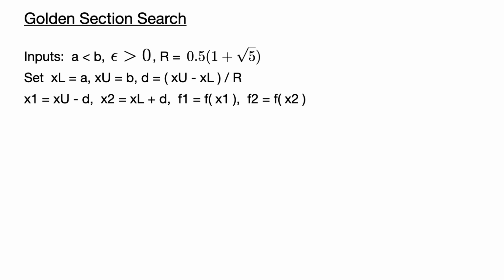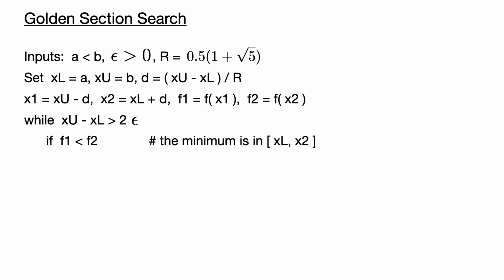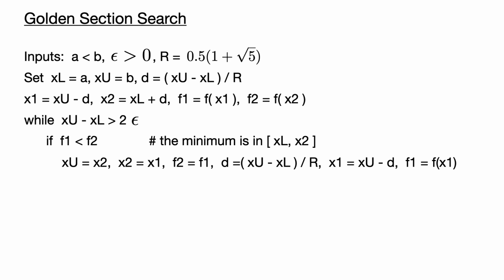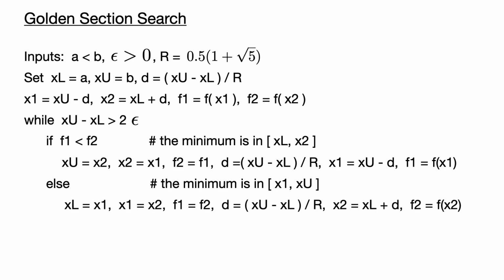We evaluate the function at X1 and X2 to get F1 and F2. And then we start the golden section search iterations. If F1 is less than F2, then the minimum lies in XL to X2. These instructions bring the upper point XU down to X2, create a new candidate point X1, and evaluate the function just at X1. There's only one function evaluation per iteration of golden search. If F1 is not less than F2, the minimum lies in X1 to XU. This brings the lower point XL up to X1, creates the new candidate point X2, and evaluates the function to find F2.